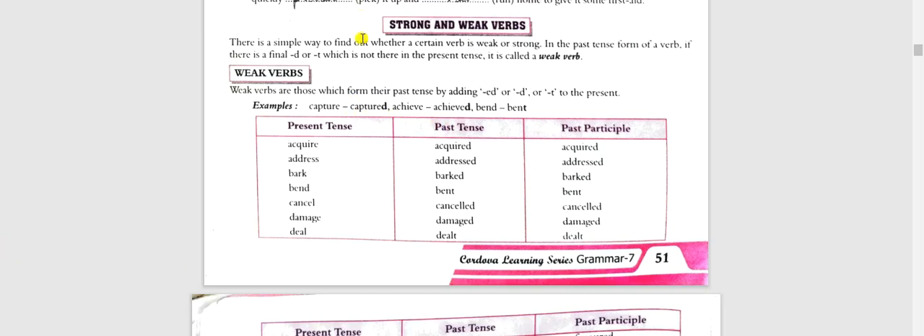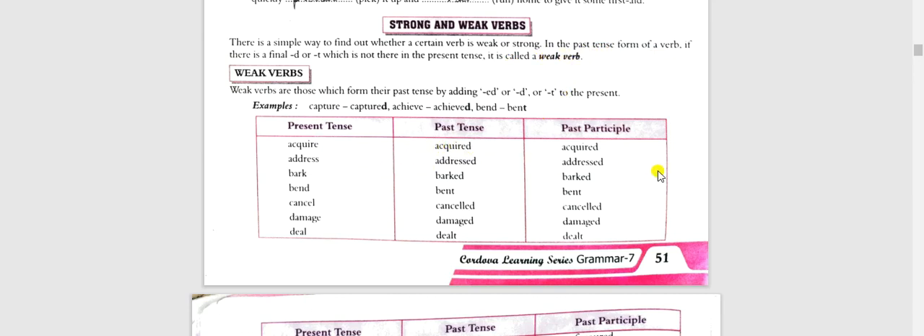What are weak verbs? There is a simple way to find out whether a certain verb is weak or strong. In the past tense form of a verb, if there is a final D or T which is not there in the present tense, it is a weak verb. So children, have you seen how quickly and how vigilantly you can identify if a verb is weak or not? Let's have a look. So the tip says that if you find D and T in the end of a past tense verb form, then that verb is a weak verb.